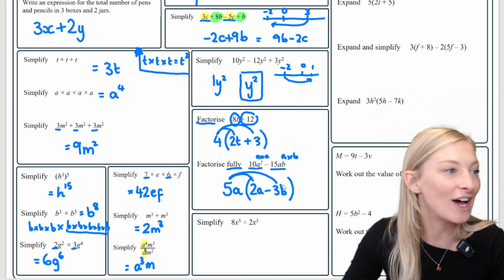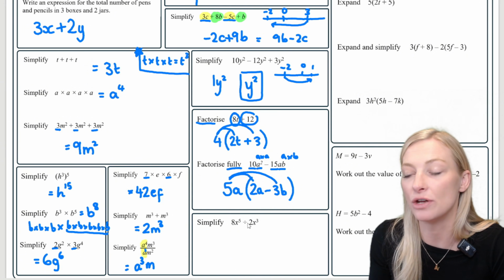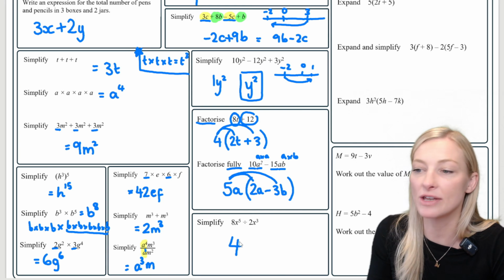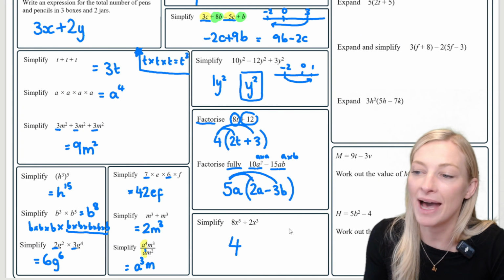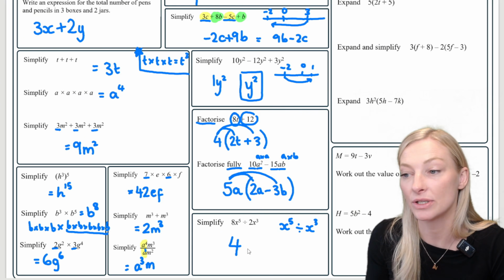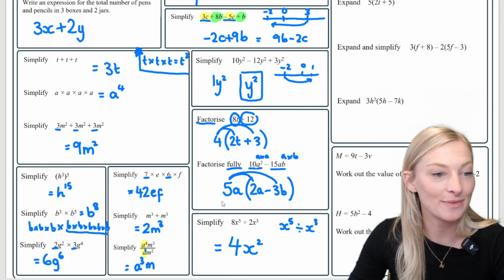Okay, last but not least on this middle section, 8x to the power of 5 divided by 2x cubed. Now, 8 divided by 2 is 4. They are normal numbers. When we divide them, we know what's going to happen there. 8 divided by 2 is 4. Now with the powers, you've got x to the power of 5, and you're dividing it by x cubed. And when we divide, we take away the powers. So that is going to be x squared. Your answer there, 4x squared.